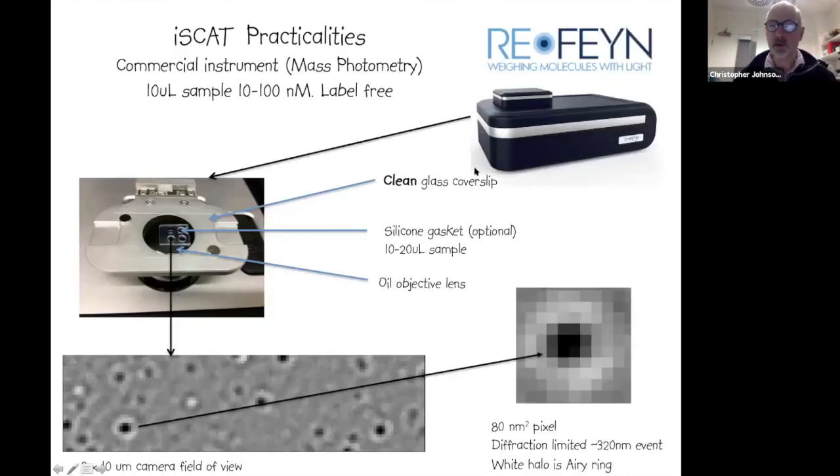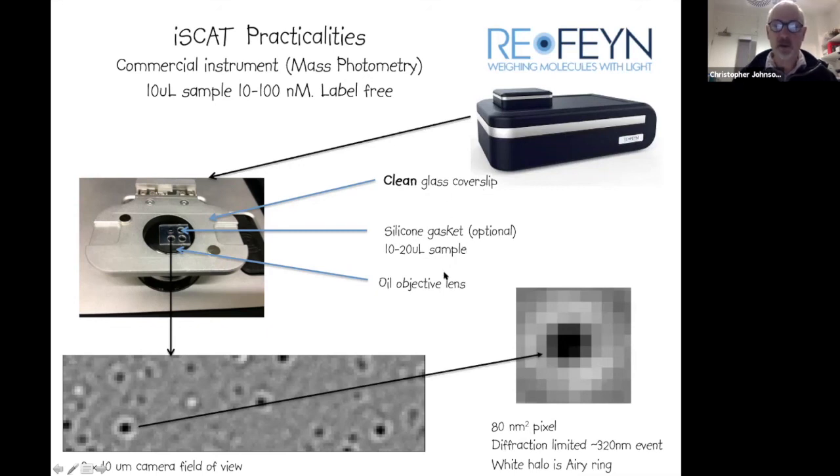So here's the instrument that we have in the LMB, made by this company called Refeyn. And they like to call the technique mass photometry rather than scattering interferometry. The nitty gritty is that you need 10 microliters or so of sample, and you can work in this concentration range. I've just said it's label free, so I re-emphasize that. And what you do is you take a very clean glass cover slip. You can apply a silicon gasket, which is optional. I've used just a method of applying drops directly onto the cover slip.